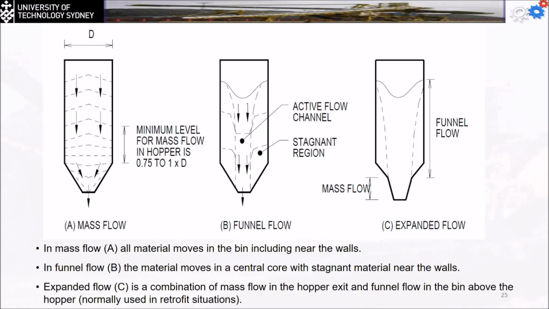In the expanded flow, there is a combination of the massive flow at the exit and the funnel flow in the bin above the hopper, normally used for installation. So what's happening is we're going to have built up material, and that usually happens if you store the material for a long time. We call it time consolidation, when things start to build up due to humidity, for example, or due to the pressure and compression from the weight.